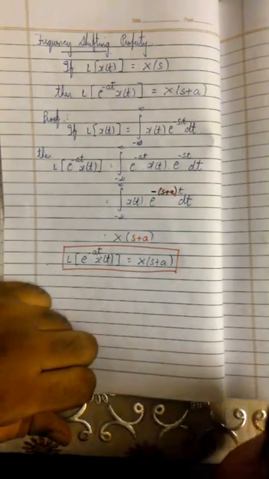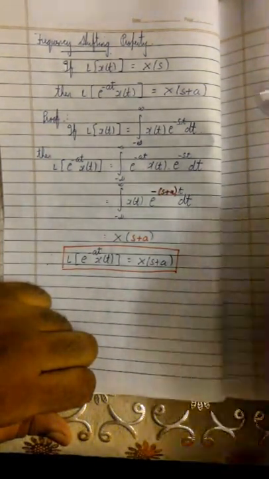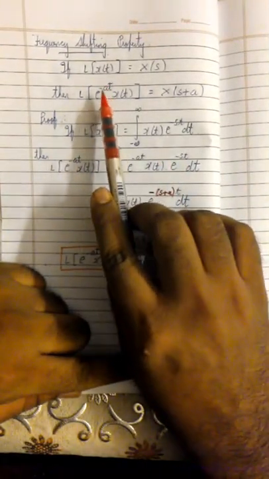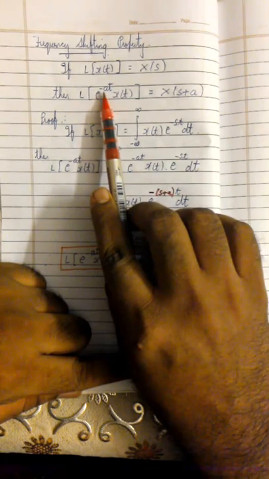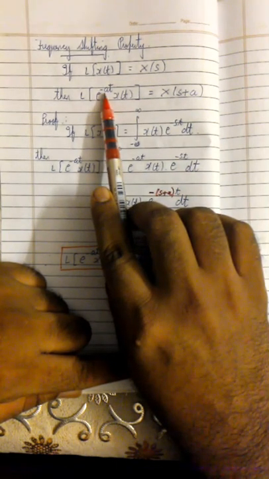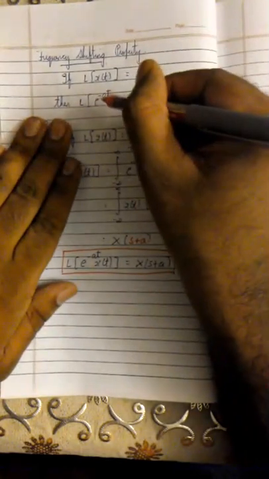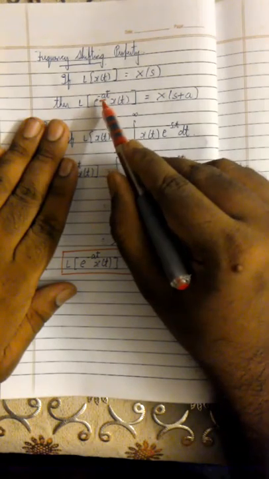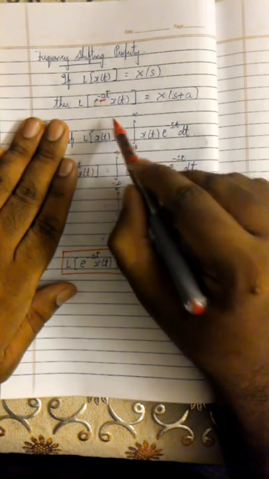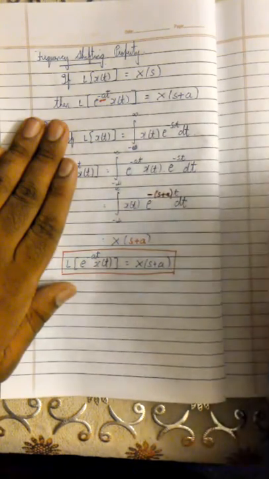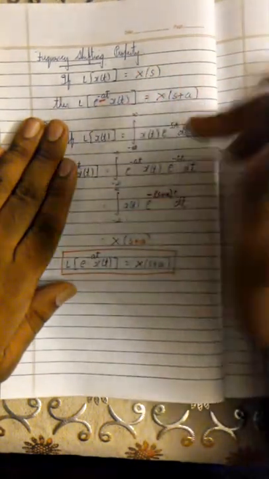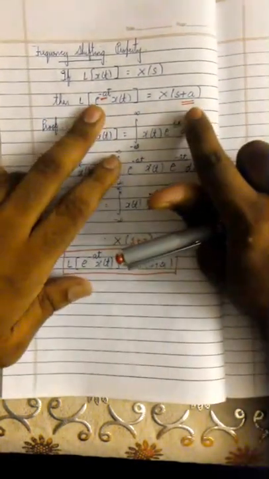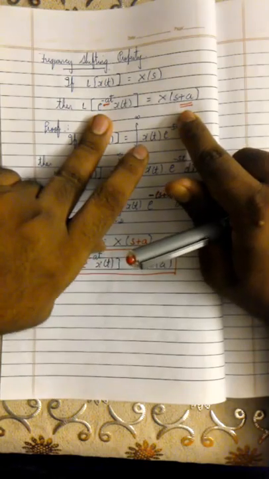But that is not the only difference. Another important difference is the value of the power. Here it is e raised to minus at, so the constant in the power is minus a. If it is minus a over here, then the shift takes place in the opposite value of this. That means here it will be replaced with plus a. This is another important difference between the time shifting theorem and the frequency shifting theorem.